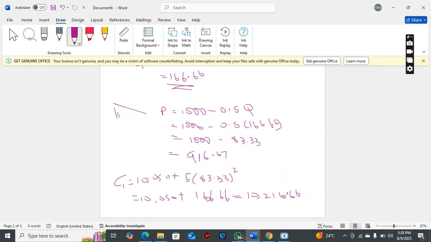Any questions? Then C2 is going to be the same as this one also. So if we need to get our total cost, we just multiply this by 2, because, remember, the cost functions are also identical. So this times 2 to get our total cost.